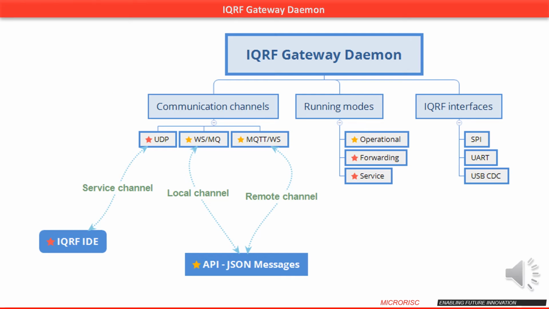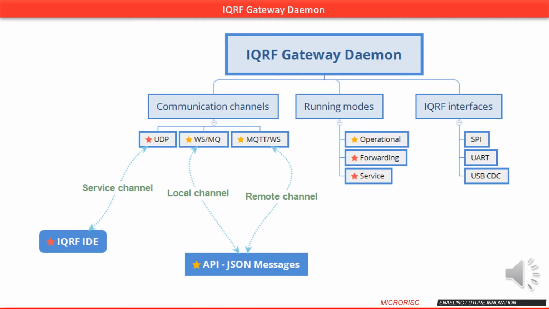The functionality of the Iqrf Gateway is therefore defined by its underlying software layer, the Iqrf Gateway Daemon. So what is it exactly? First, it is the communication channel through which the gateway can be communicated with. The primary channel is MQTT. It is the one through which the gateway's application interface is accessed and through which the gateway can be fully controlled. The WebSocket can also be used in the same way.